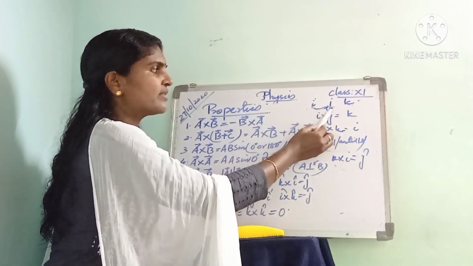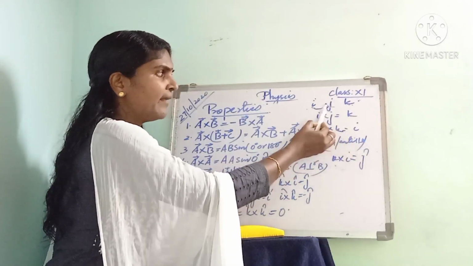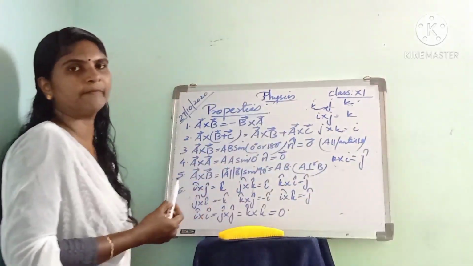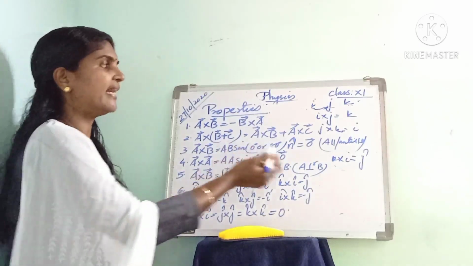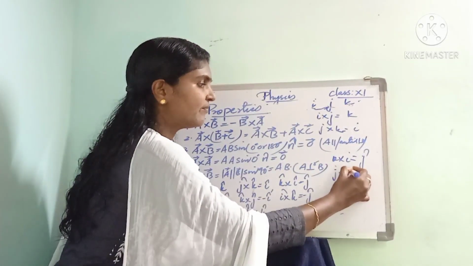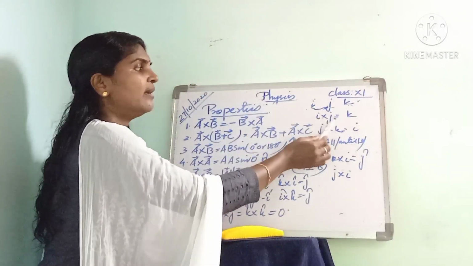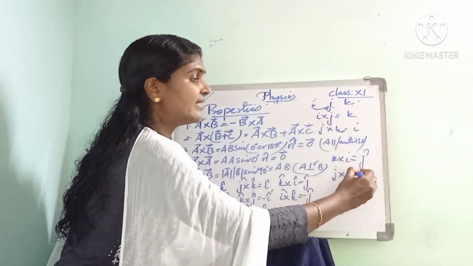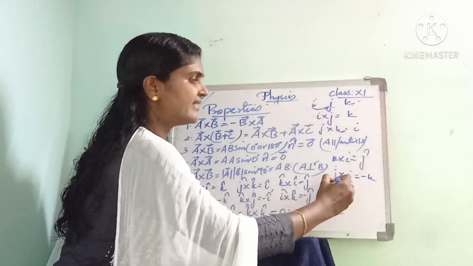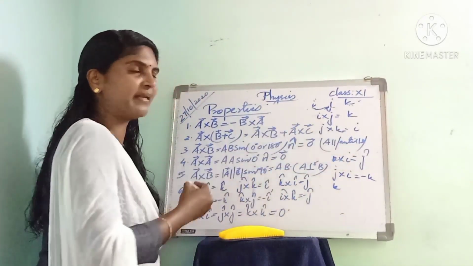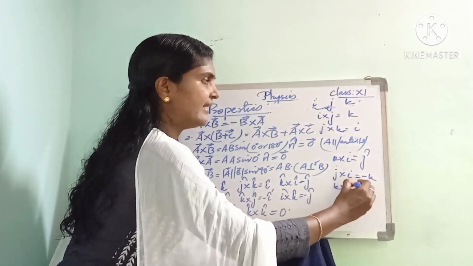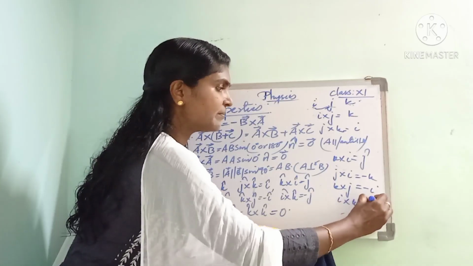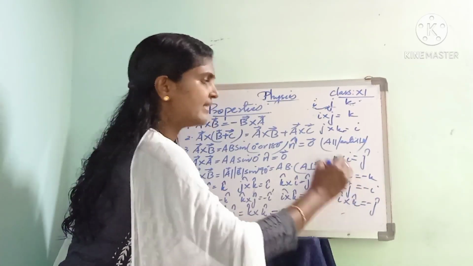Okay, so i cross j is what? I cross j is k. Then j cross k is actually i. Then k cross i is actually j. The next step, we can write j cross i. When we change the position of i and j, j cross i is minus k. Then k cross j, which can be written from j cross k, is minus i. Again i cross k can be written as minus j. These are the values.